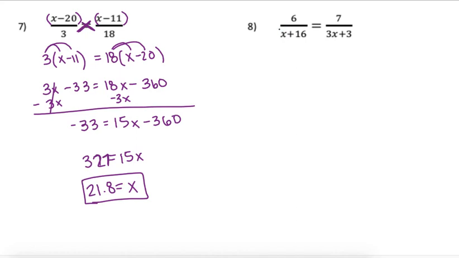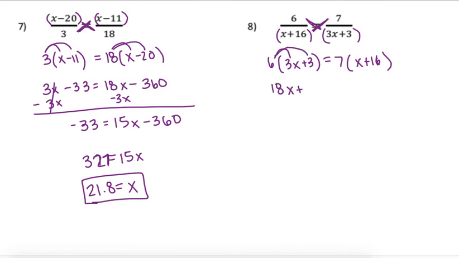On the last one, again, we're going to have two quantities here that need to be distributed. So I have 6 times my cross of 3x plus 3 equals 7 times the quantity x plus 16. And distribute. 6 times 3, 18x. 6 times 3 without an x is just 18. And on the other side, 7x plus 7 times 16, that's where I need my calculator, 112.